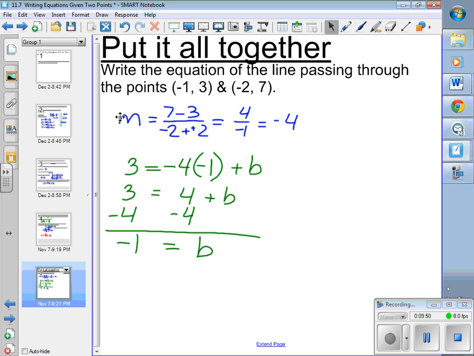Now I write my equation of my line: y equals, my m is still -4, x minus 1, or it would still be okay to do negative 4x plus negative 1 for those of you who are still trying to see where that came from.